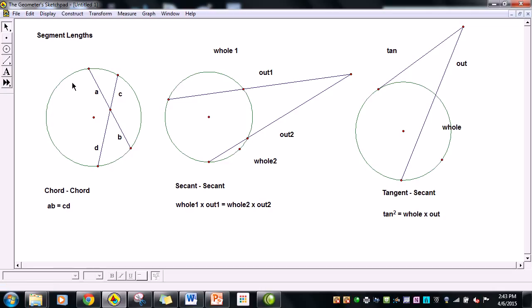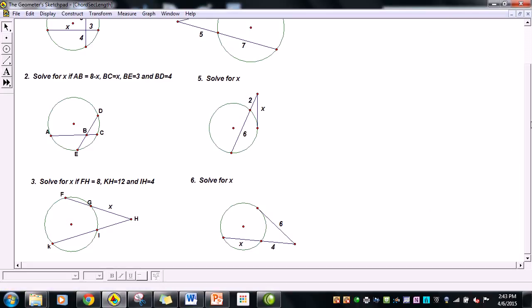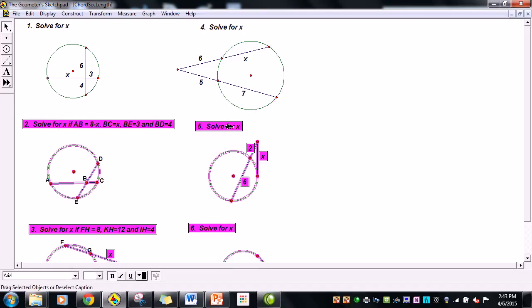So three basic rules for three different situations. Again, it looks very similar to, it looks the same as the diagrams with the angles and the arc measures, but in this case we're now talking about lengths of segments. Okay? So for example, let's look at a couple of these, and let's do 1 and 2 for now. And we'll save the rest for tomorrow.